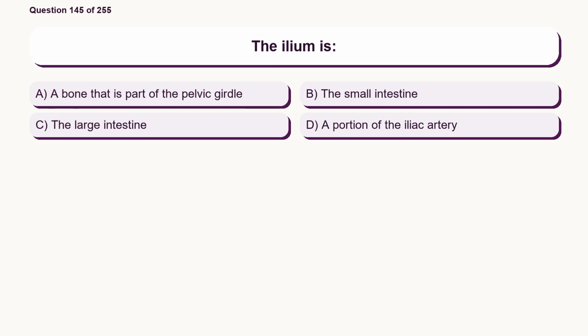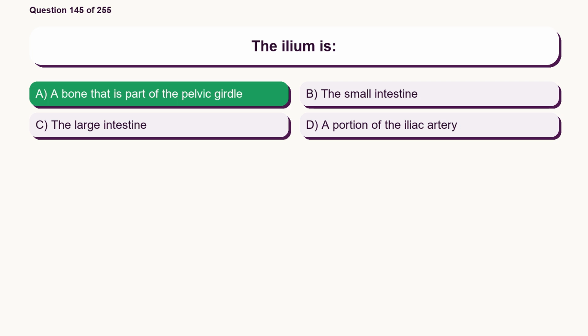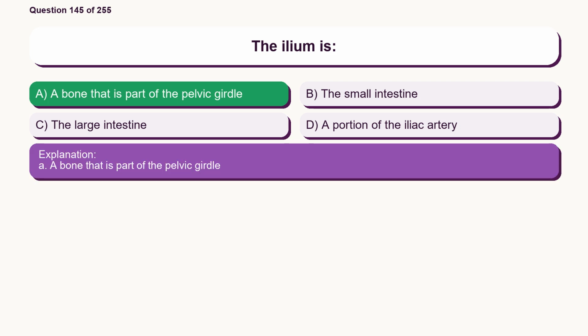Question 145. The ilium is: Option A. A bone that is part of the pelvic girdle. Option B. The small intestine. Option C. The large intestine. Option D. A portion of the iliac artery. The correct answer is option A. A bone that is part of the pelvic girdle. A. A bone that is part of the pelvic girdle.